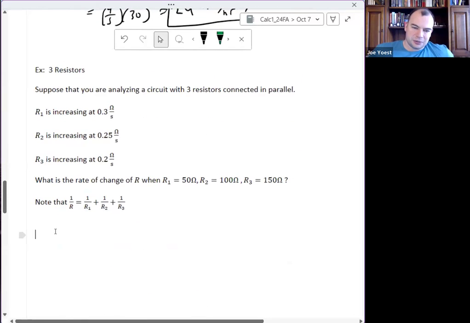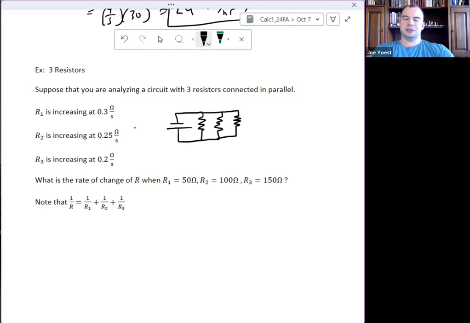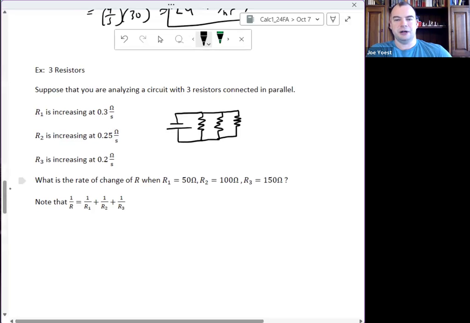Okay, let's come down to this next problem. There are no questions. Here we have an example with 3 resistors. Suppose we're analyzing a circuit with 3 resistors connected in parallel. So I have a battery here, one resistor, 2 resistors. That's a wonky resistor there. 3 resistors. So I have 3 resistors in parallel.